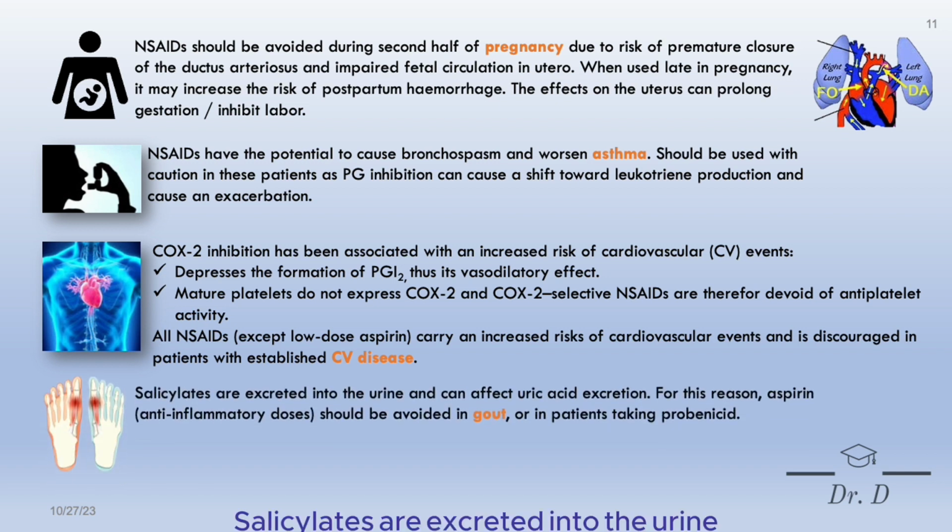Salicylates are excreted into the urine and can affect uric acid excretion. For this reason, aspirin at anti-inflammatory doses should be avoided in gout or in patients taking probenecid for the management of gout.